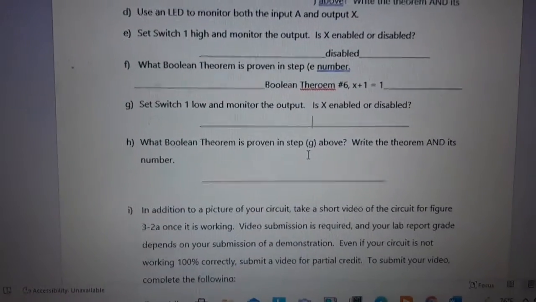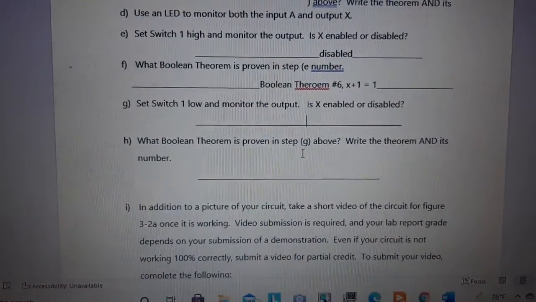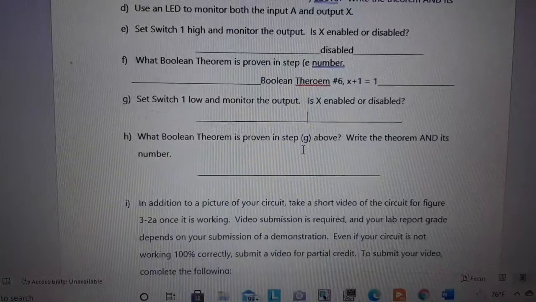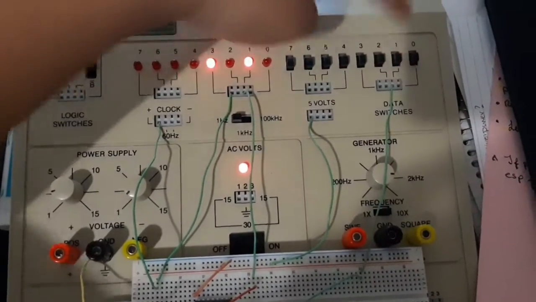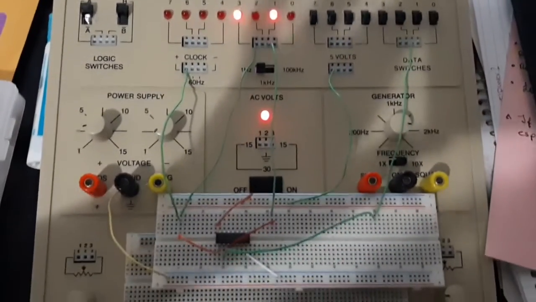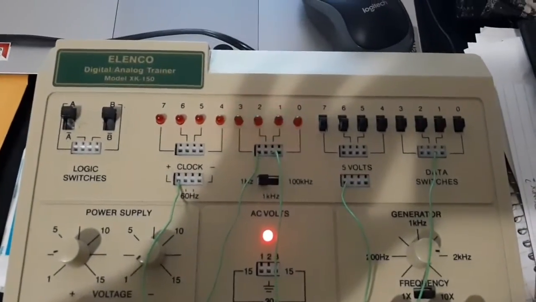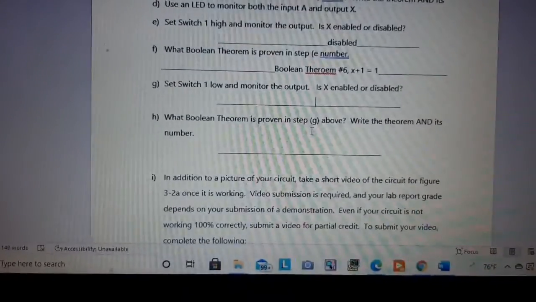So now moving on to G, it says set switch 1 low and monitor the output. So I'm going to come here. I still have it on high from the last part. I'm going to set switch 1 to low, and then we have 2 blinking LEDs. So X is actually enabled in this case because the LEDs are blinking.